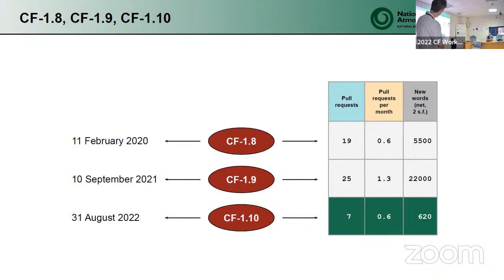You can see how many pull requests contributed to each version, what rate they came at in terms of how many per month, and the number of net new words in the document. I don't know, there's not much you can really say about this. The number that stands out is the 620, the size of the document. It hasn't really grown much. There would have been some deletions and some additions, but compared with 1.9, a big change from previous years.